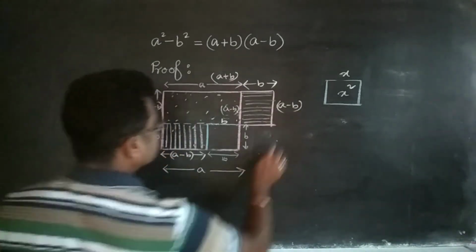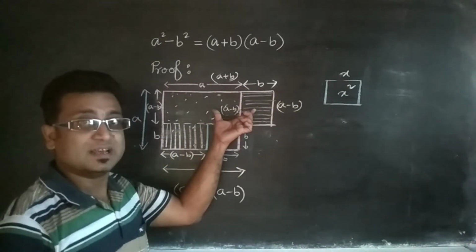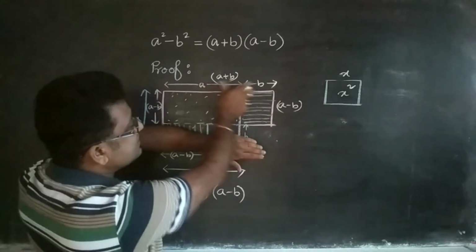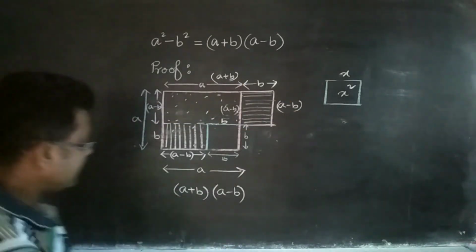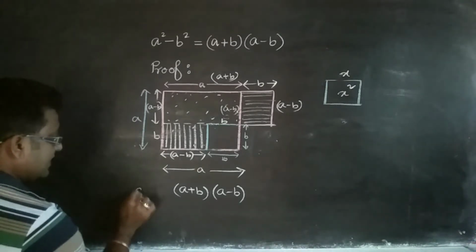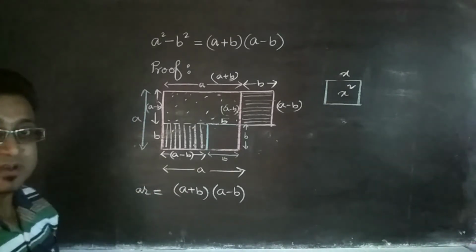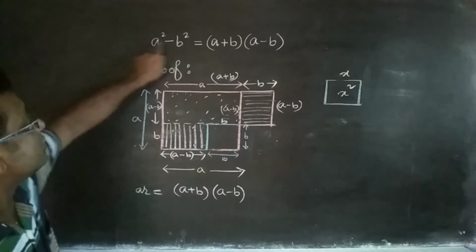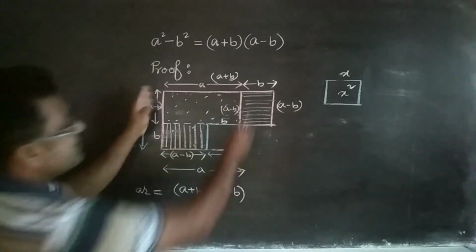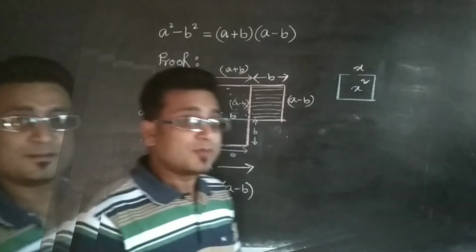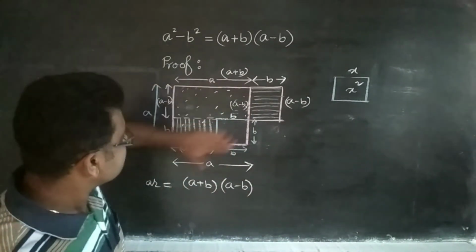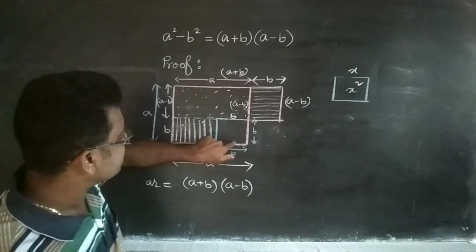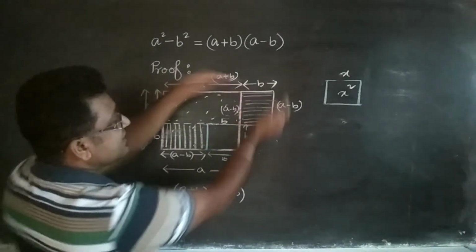Now what will be the area of this figure? We know this, since it is a rectangle, length into breadth. Length is a plus b, breadth is a minus b. So the area will be a plus b into a minus b, and we know this area is nothing but a square minus b square. So we got a square minus b square is a plus b into a minus b. So finally what you got? Area of this bigger square minus area of this smaller square, that is a square minus b square, that is a plus b into a minus b.